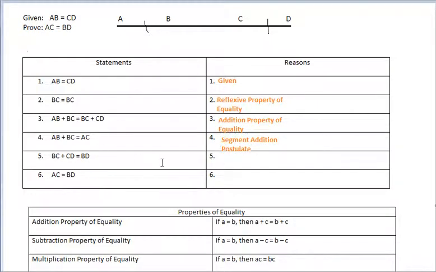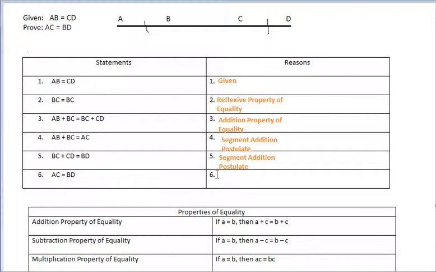Now I'm going to look at my next statement. This time I have BC plus CD equals BD. Same thing. I've got two small segments. When I put them together, makes a big segment. So that is also going to be segment addition postulate.